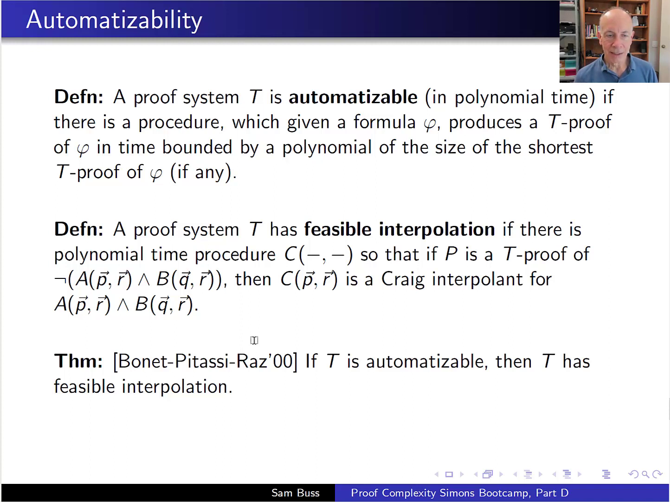Surprisingly, a related concept is the notion of feasible interpolation, which says that you can get feasibly computed Craig interpolants. So a proof system T has feasible interpolation if there's a polynomial time procedure C, such that if P is a T-proof of not A(p,r) or B(q,r), then C(P,r), the result of the polynomial time computation, is a Craig interpolant for A(p,r) and B(q,r). So rather nice result: Bonet, Pitassi, and Raz noted that if T is automatizable, then T has feasible interpolation.